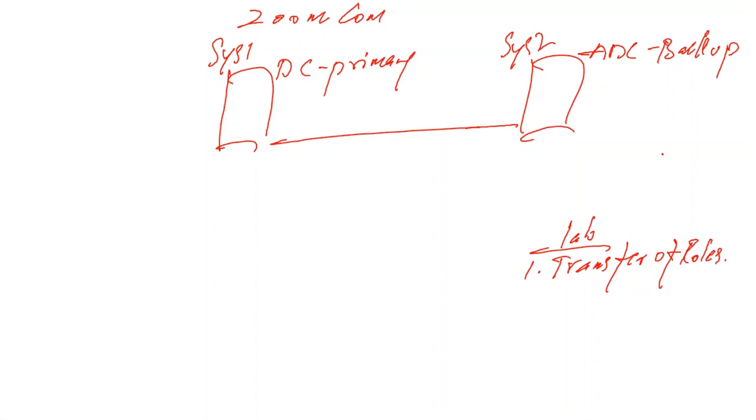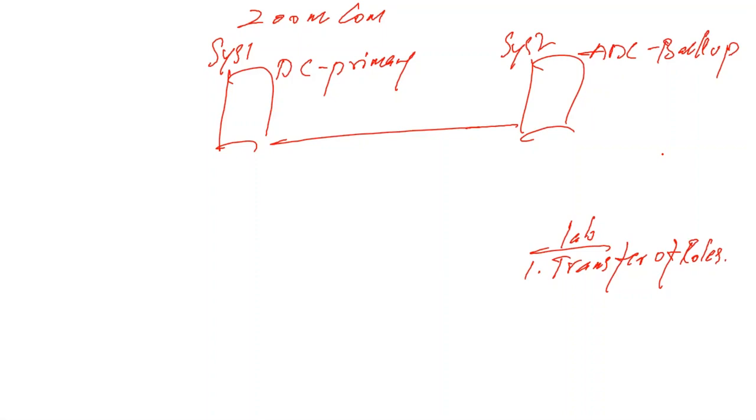System 1 DC primary server, and system 2 ADC backup server. In brackets write down domain name zoom.com. Domain name zoom.com, but in the lab your domain names are different, that you have to check here, right?